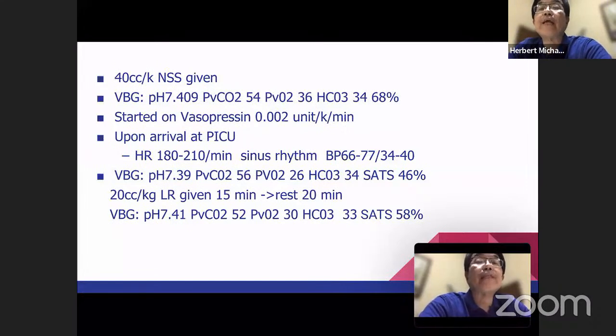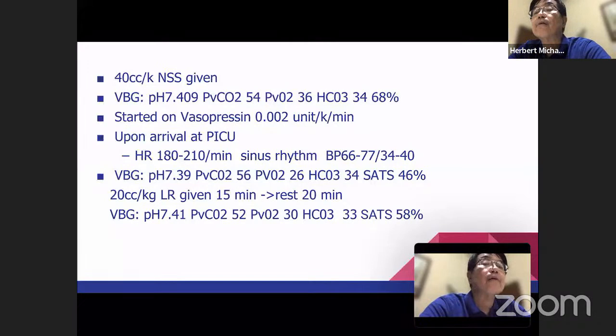pH was 7.39 from 7.40. PCO2 is just a little bit higher, 56 from 54. The PO2 really dropped. The bicarb is the same, and the SATs have gone down to 46%. So that means, with a normal of 70% and SATs now 46%, it's telling me that this patient is third spacing or losing fluid somewhere. So we gave another 20 cc per kilo, which we literally pushed in for 15 minutes, rest for 20 minutes for it to stabilize.